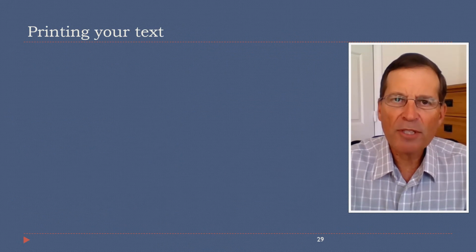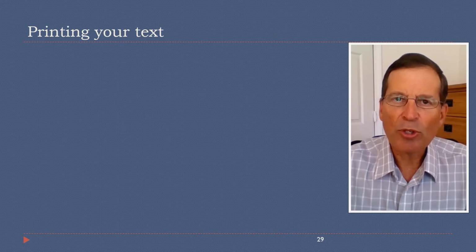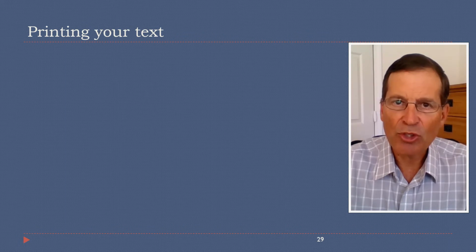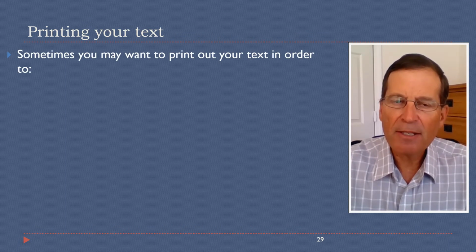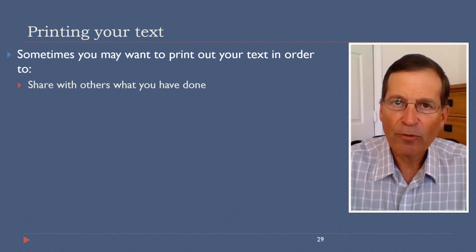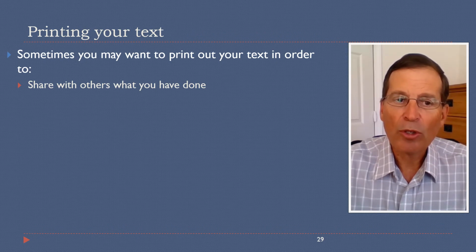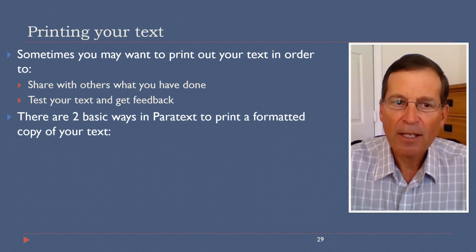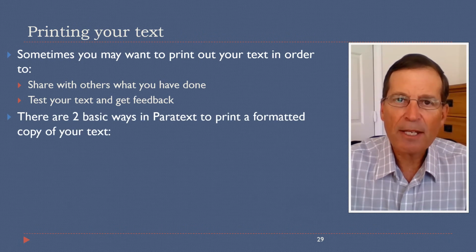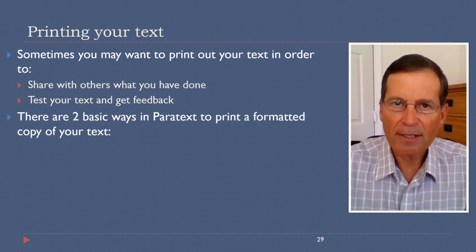Someone will help your team with typesetting, so you can print an entire book once it has been consultant checked. But sometimes you may want to print out your text in order to share with others what you have done, for instance, if you've just translated part of a book. Or you may want to test your text and get feedback. There are two basic ways in Paratext to print a formatted copy of your text.